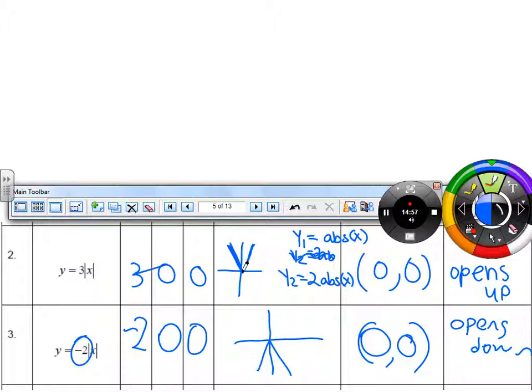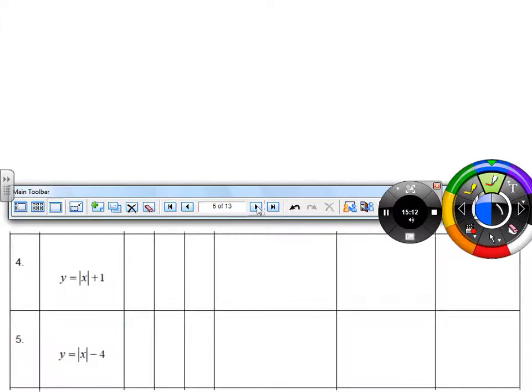What do you think would happen if I put a 1/2 here at the beginning? Insha? Good. It would be wider than the parent function. Okay? All right. We're going to check our answers to the next set.